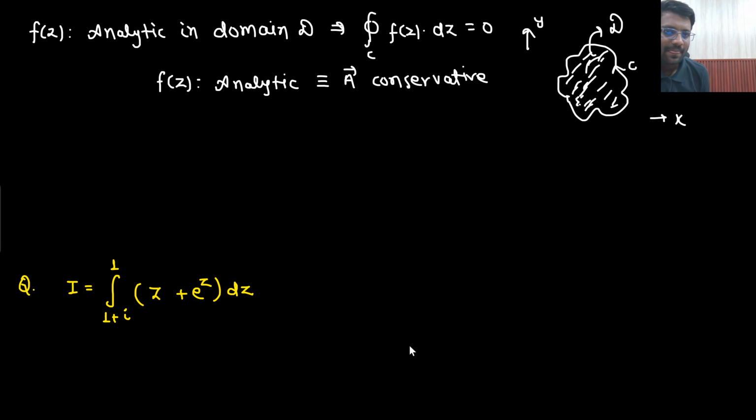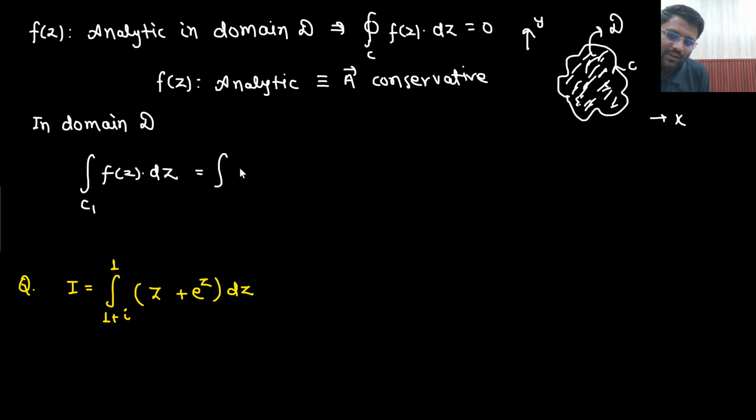So what can you say? That in this domain D, if I find out the integral of f(z) dz over curve C1, or I find it over curve C2, here the name will be contour. In the examination, the name contour will be written, but I will be using the word curve. But in the examination, the word contour will be written. C is nothing but a contour. They will use the word contour.